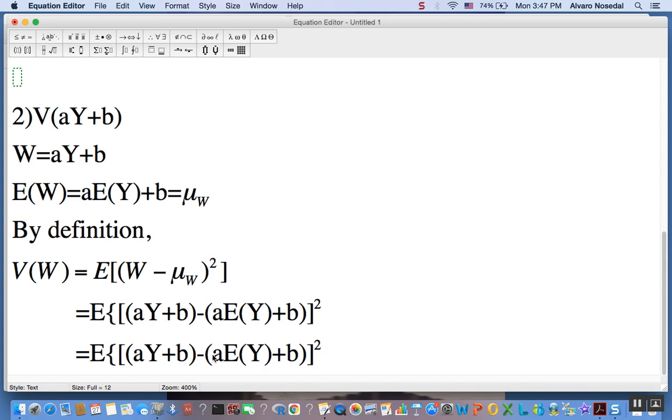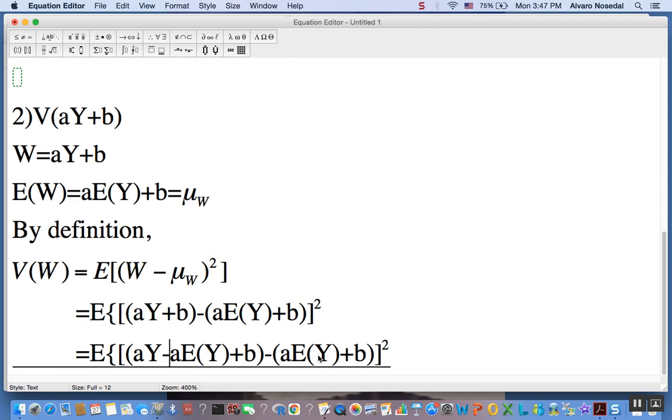Okay, so let me just rewrite this. Instead of having just this here, I'm going to place it here. So that's what we have. ay minus a expected value of y. I'm just multiplying by that -1. Now this guy is going to be minus b, right? And we have a b here.